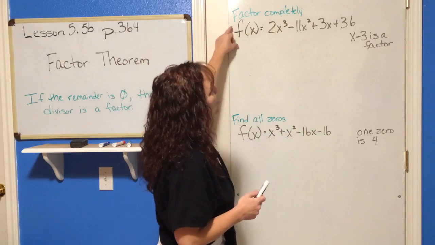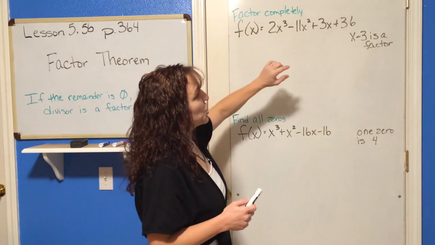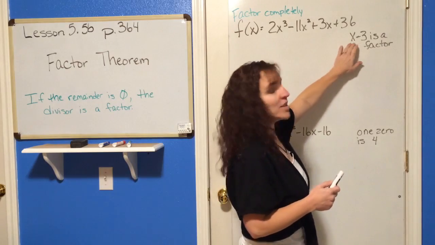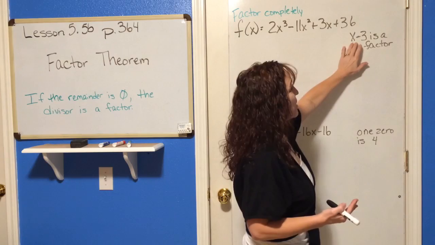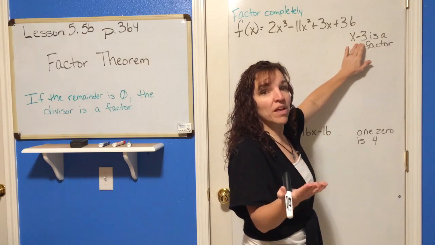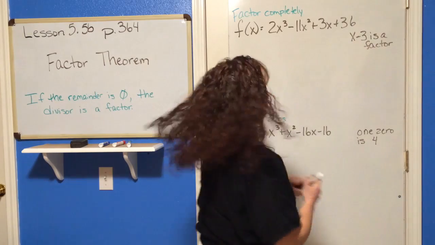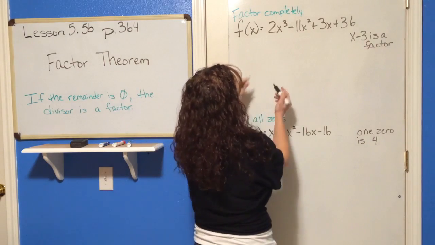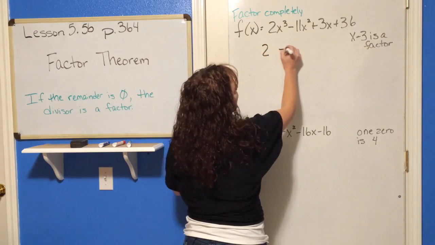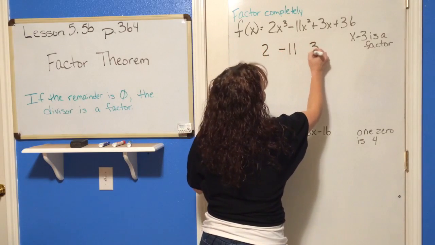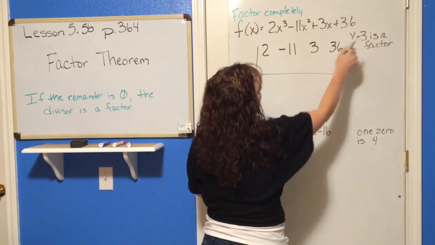We want to factor this function completely. So what I would suggest, because we know that x minus 3 is a factor and we're given that, we're going to divide by this x minus 3, and because it is in the form of x minus k, we can use synthetic division, which is much easier. So let's do that. So let's take our coefficients: the 2, -11, 3, and 36, and we're going to divide by 3.